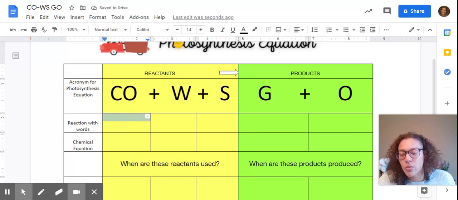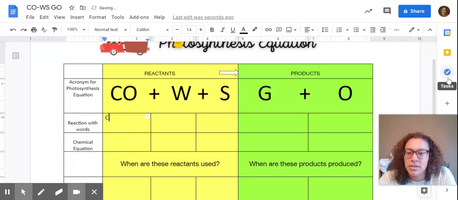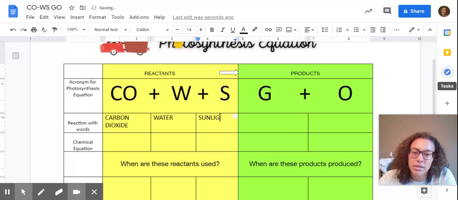The reaction with words, like I said before: carbon dioxide, water, sunlight. And again, sunlight isn't really the reactant. It's kind of like the catalyst that causes the reaction to go, but it just fits best in this equation right here. And then we have glucose being produced and oxygen gas being produced as well.